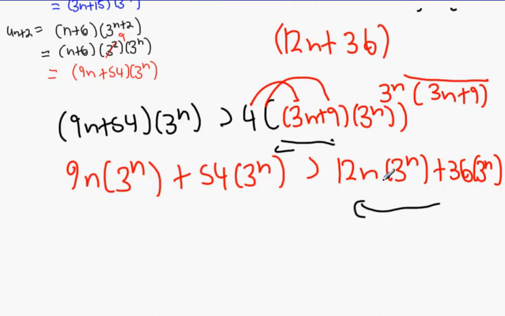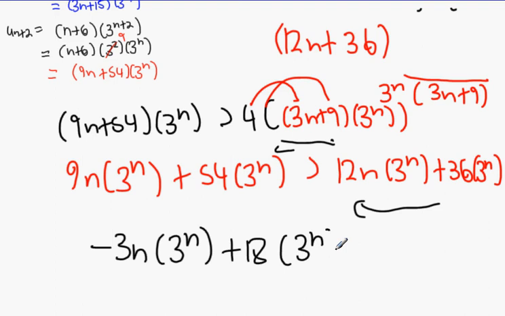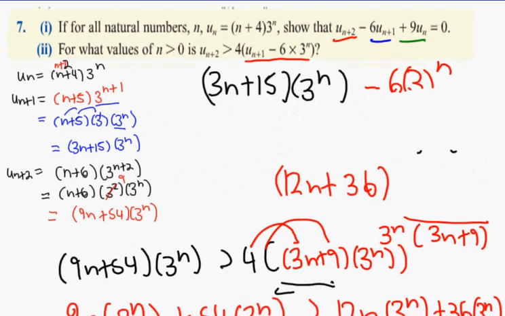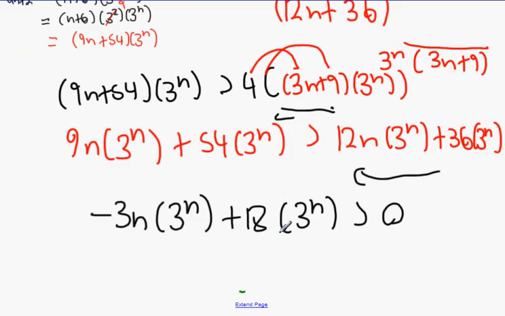Okay? So what I'm going to get is 12n minus 3 to the n. Sorry, 12n minus 9. Sorry, 9n minus 12n is minus 3n, 3 to the n. 54, 3 to the n minus 36, 3 to the n is 18, 3 to the n greater than 0. Now we're told that n is bigger than 0. So actually, as it turns out, we were guaranteed that 3 to the n is actually a positive number.